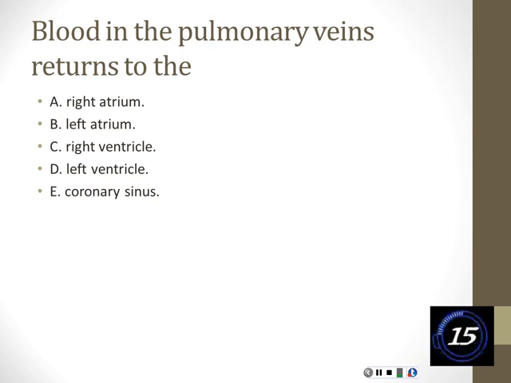All right, okay, good. Most of you got that. So blood comes back from the lungs through the pulmonary veins into the left atrium. There are 4 pulmonary veins, top and bottom, left and right. All right, that's it for the day.